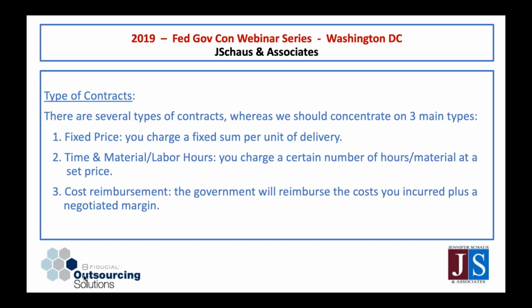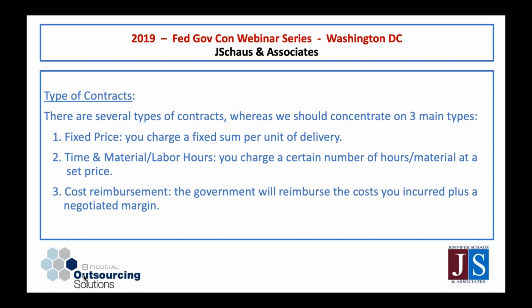So the third type of contract that you have is a cost reimbursement. This is not usual for small contractors. It's more for large providers. Think of it like you were building a new type of aircraft carrier. You don't know all the costs beforehand.